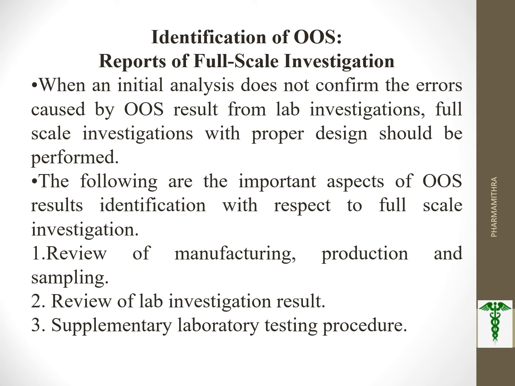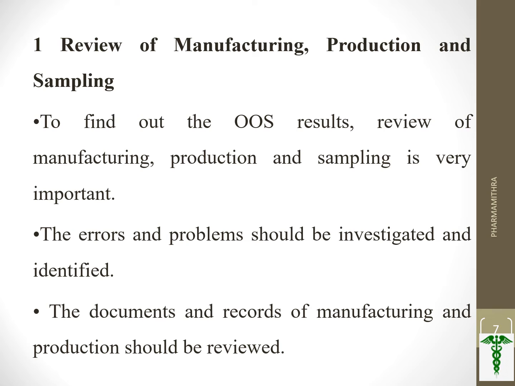If we find any OOS or out of specification, it does not confirm that the error occurred in the lab investigation. So how can we find out whether an out of specification has happened or not? We have to review the manufacturing, production and sampling. We have to review the lab investigation result. We also have to carry out the supplementary laboratory testing procedure. One by one, we can check how we are performing this.